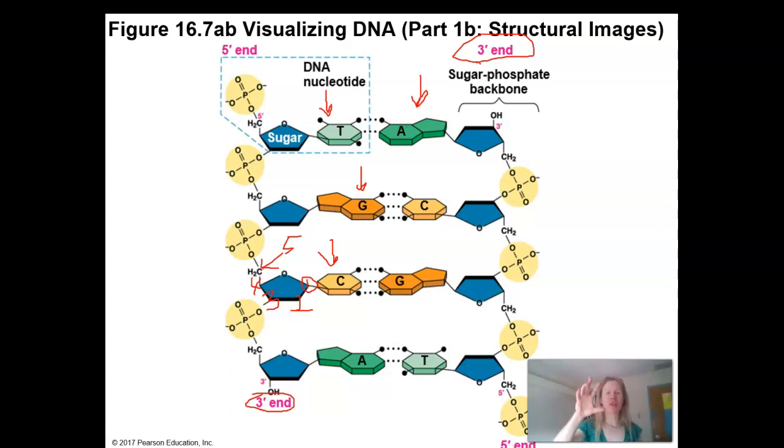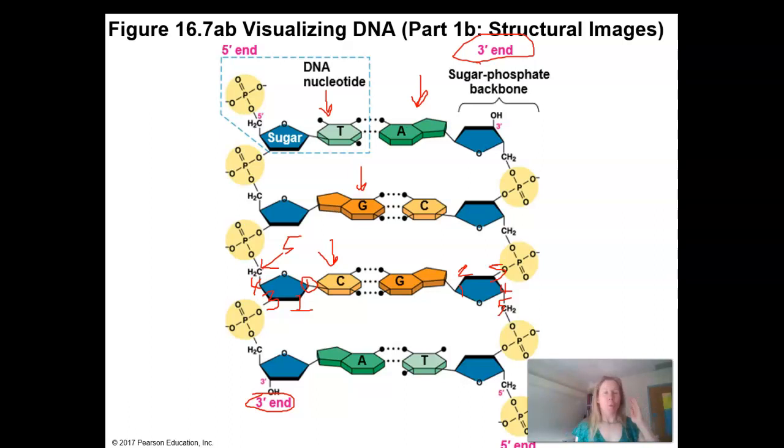It's just which way the sugar is facing. Notice this sugar is flipped over. So here's carbon 1, 2, 3, 4, and here's that 5. So, yep, there we go, right? So there's the 3' end and the 5' end.